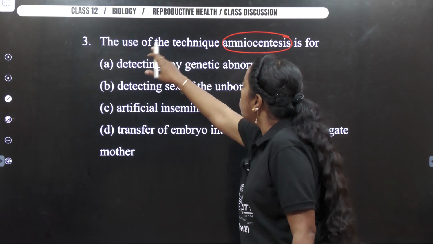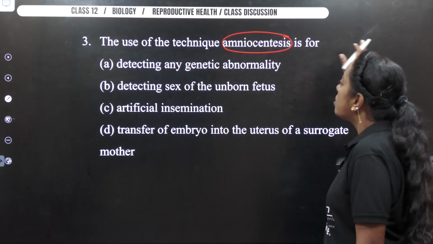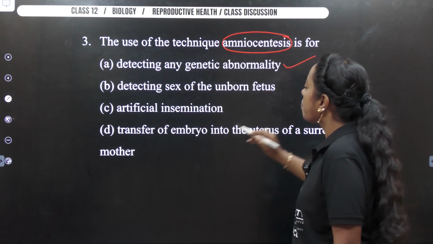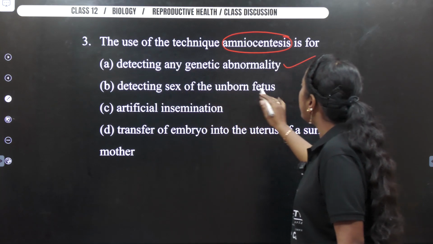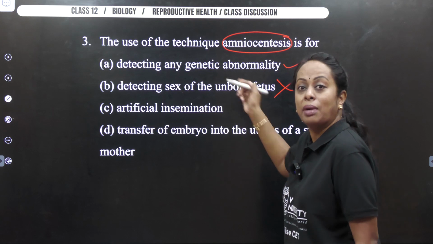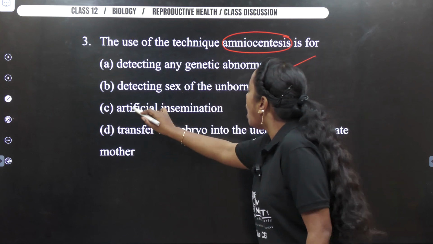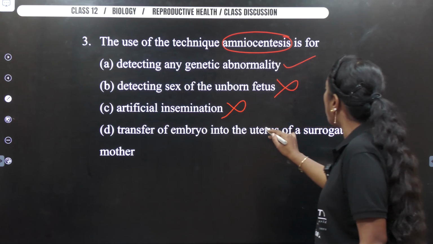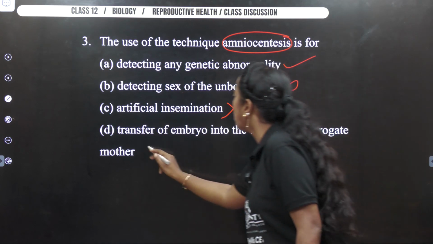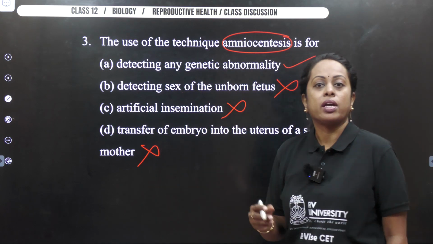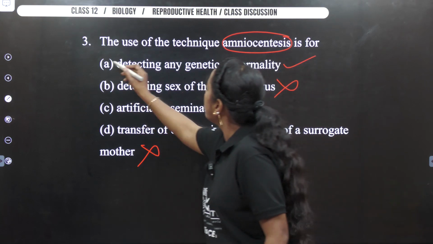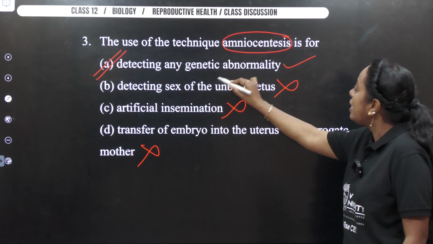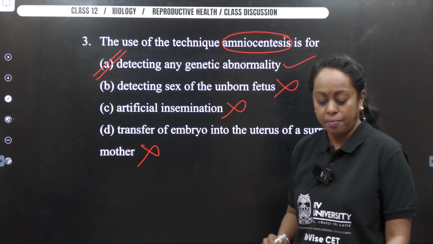So the use of the technique of amniocentesis is for what? Detecting any genetic abnormalities, correct. Detecting sex of the unborn child, wrong, but we misused it for this. Artificial insemination, wrong. Transfer of embryo into the uterus of a surrogate mother, no, we are not talking about this ART technique. So our answer becomes option A, detecting any genetic abnormality.